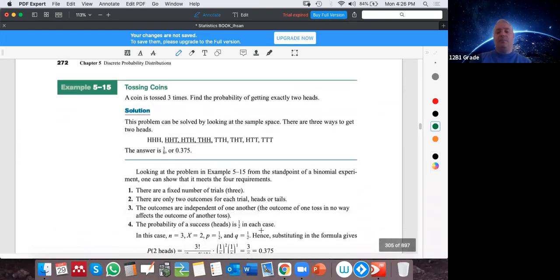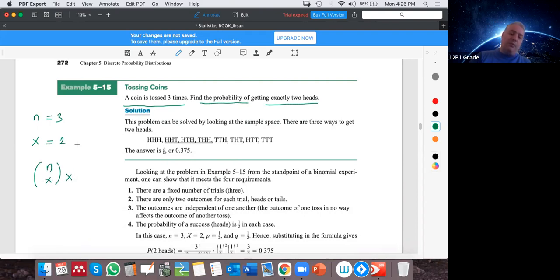Now let's see an example. A coin is tossed 3 times, so n is equal to 3. Find the probability of getting exactly 2 heads, so x is equal to 2. So what I want is n choose x, p to the power of x times q to the power of n minus x. That's the formula.